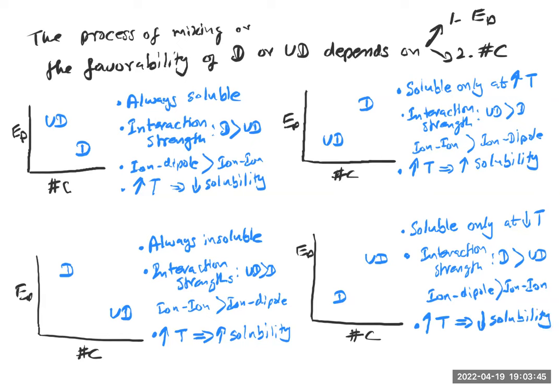So this summarizes the four possible scenarios for dissolution of ionic compounds in water. That's it.